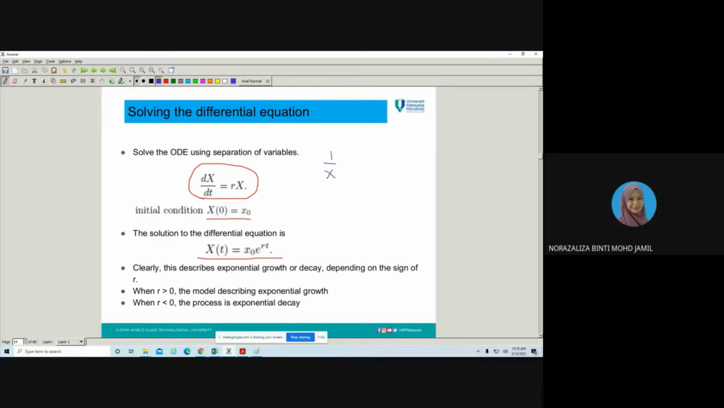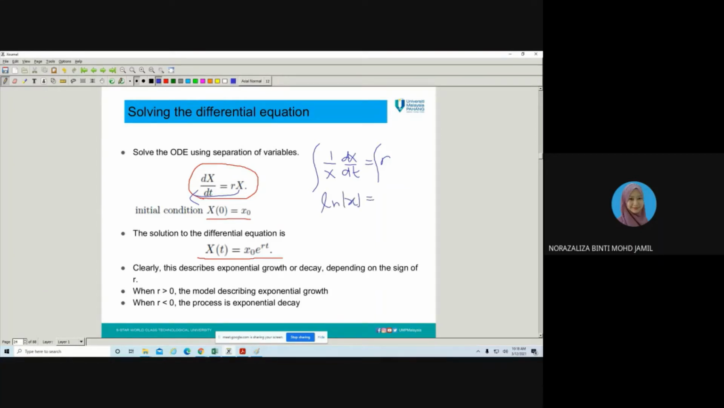I will show you: 1 over x dx/dt equals r. This is separation of variables where we bring x to the left. And then you integrate both sides. What is the integration of 1 over x? It is ln x.